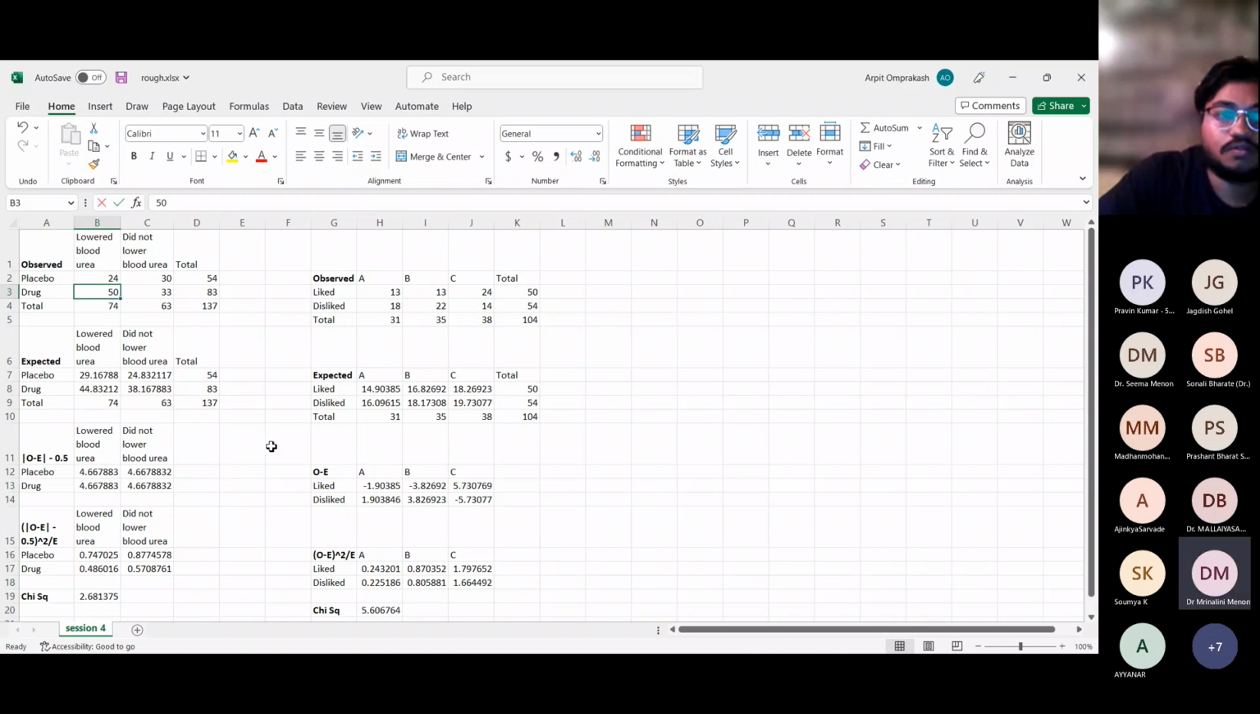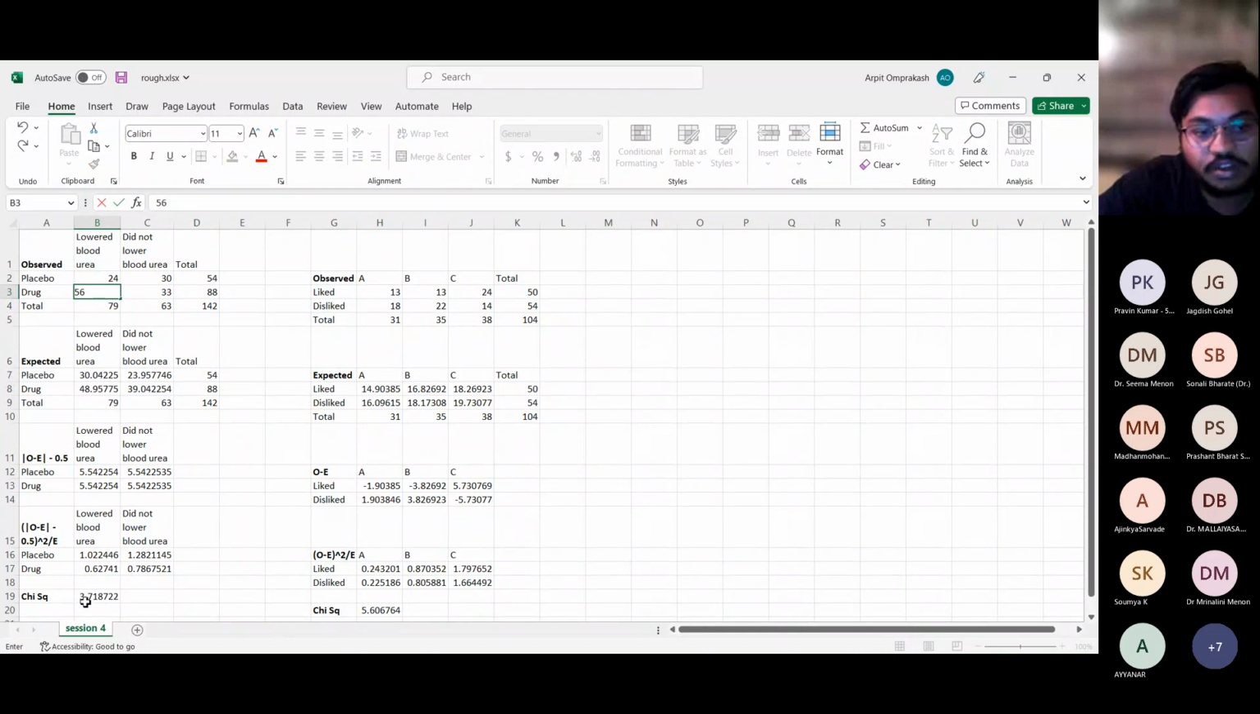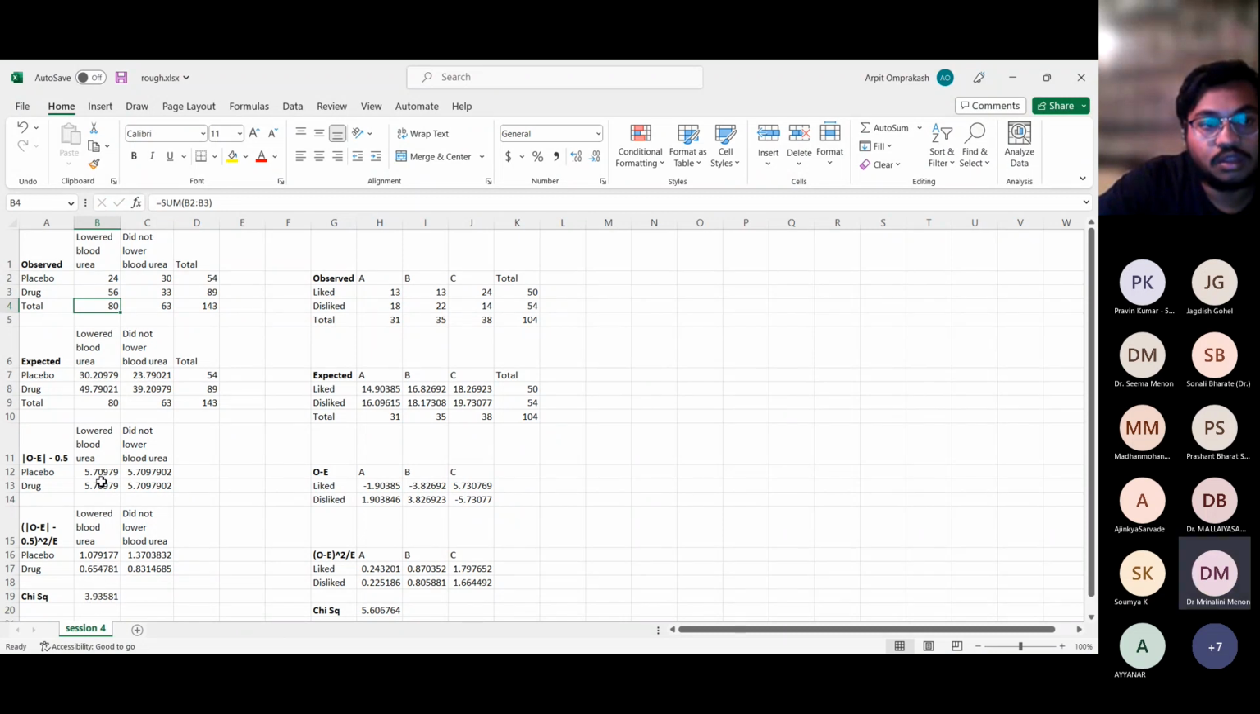Then we see when we arrive at around 56. So at 55, the value is 3.7. What we need is 3.8. So when we input 56, the value goes to 3.9. So that is the answer here.